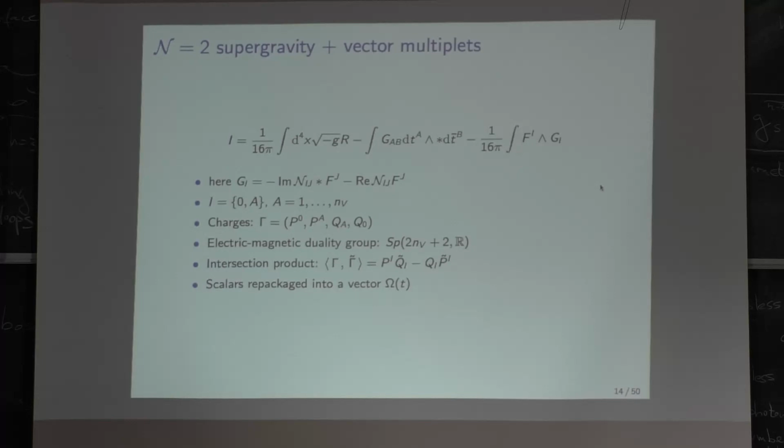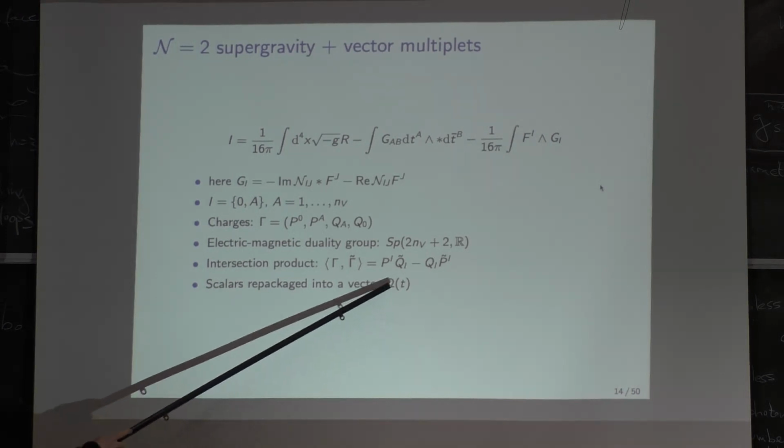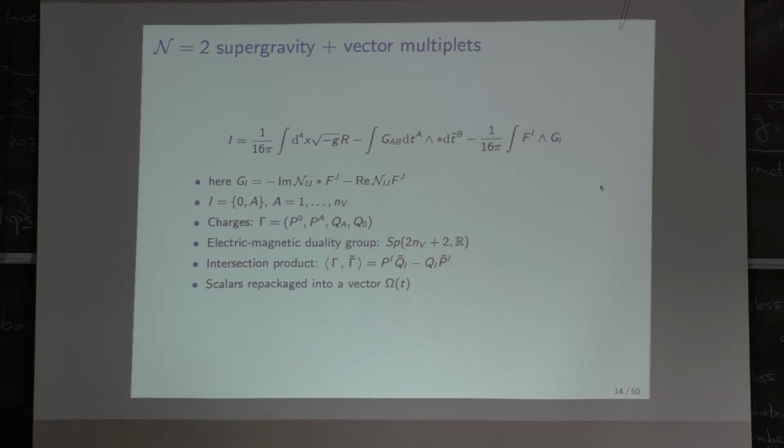And lastly, there are also NV scalar fields. It's useful to repackage them into a vector that transforms naturally under these duality transformations, and we'll denote it as omega of t, because of the standard notation in the literature. So please keep in mind that when it's omega of t, it's not the angular velocity, just to avoid confusion.